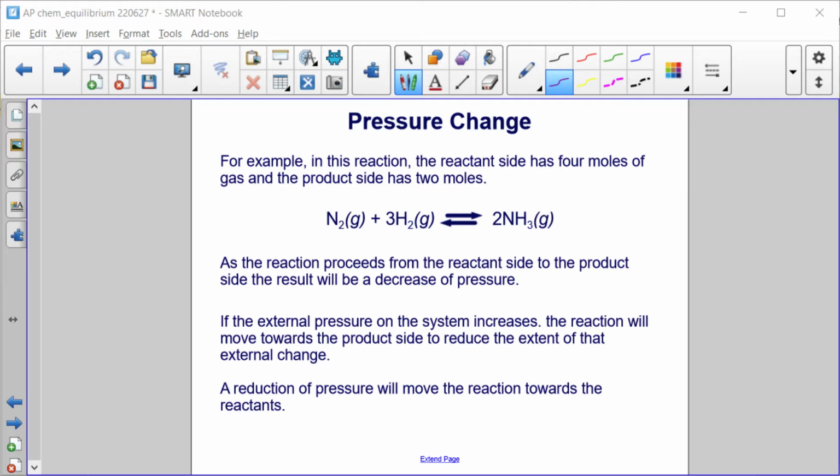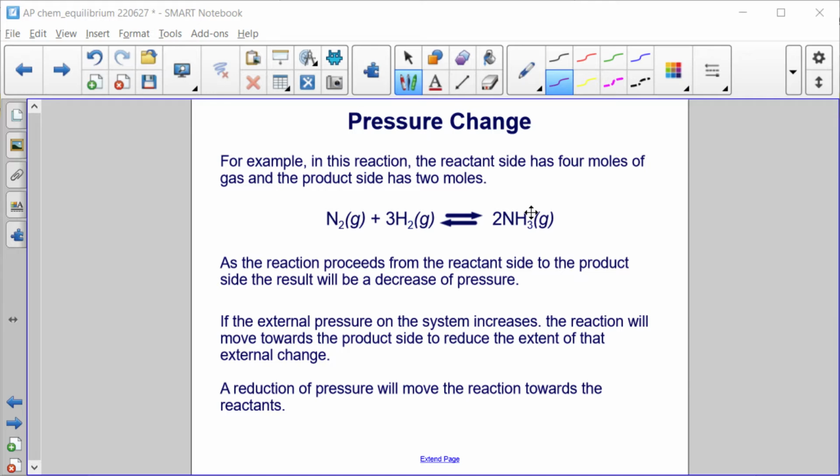For example, in this reaction, the reactant side has 4 moles, 3 of H2, 1 of N2, and the product side has 2 moles of NH3. As the reaction proceeds from the reactant side to the product side, the result will be a decrease of pressure because there are fewer moles on the product side. If the external pressure on the system increases, so if I increase the pressure of the system, the reaction will move toward the product side to reduce the extent of that external change.